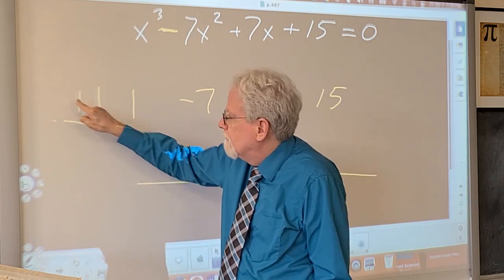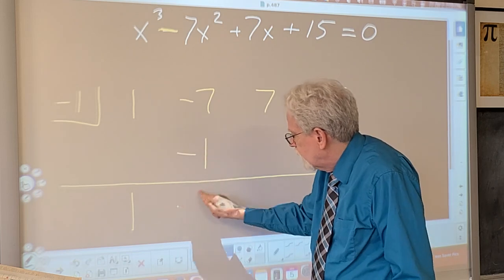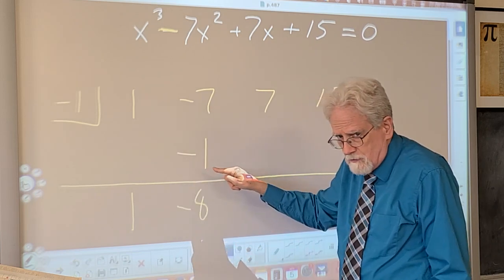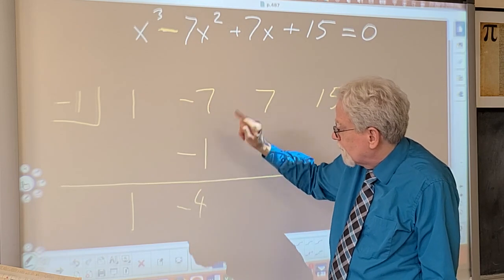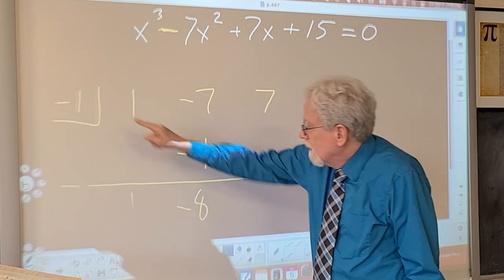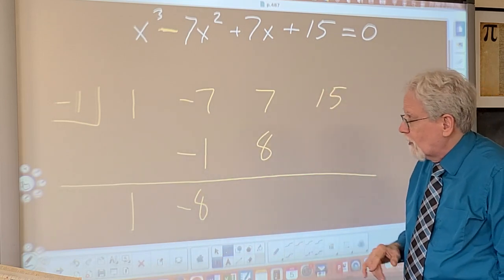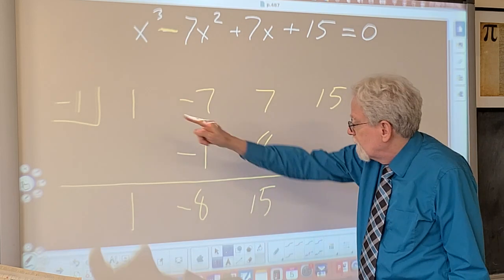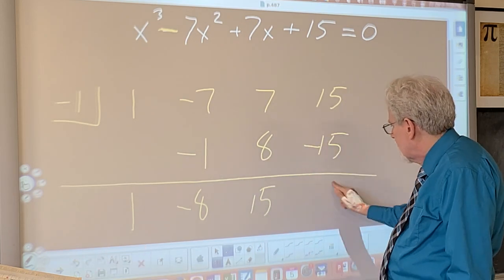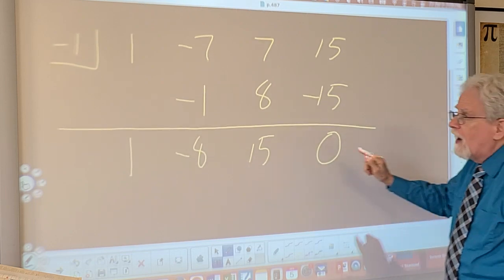Let's try a -1. Bring down the 1. 1 times -1 is -1. Add, that's -8. We always add. Don't let me catch you subtracting these. -7 plus -1 is -8. Multiply again, we get 8. Look what's going to happen. 7 and 8 is 15. Multiply by -1, we get -15. Bingo, we got it, 0. So that means always change the sign.